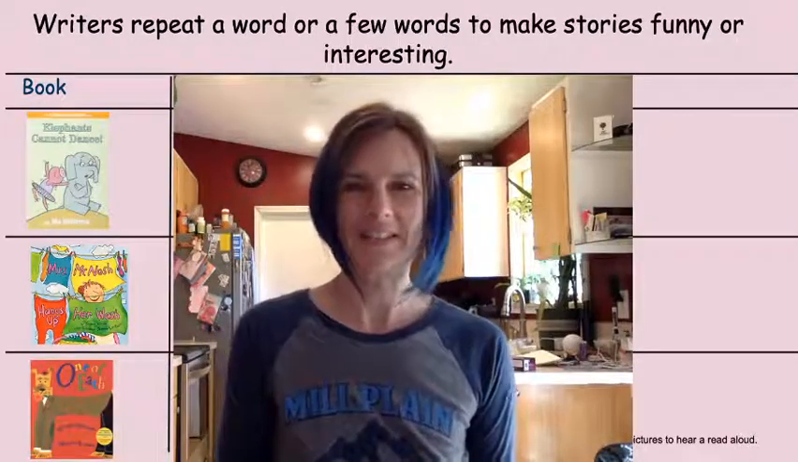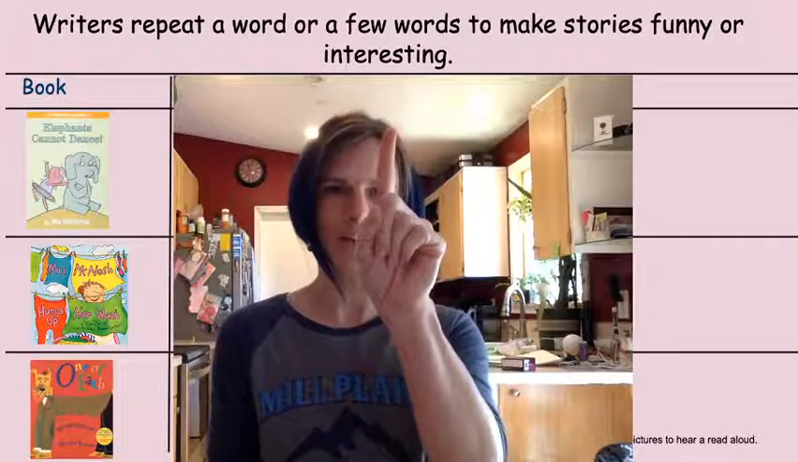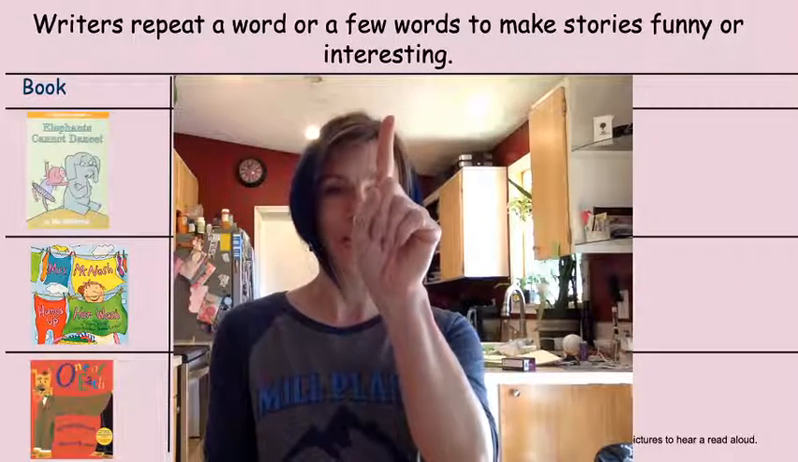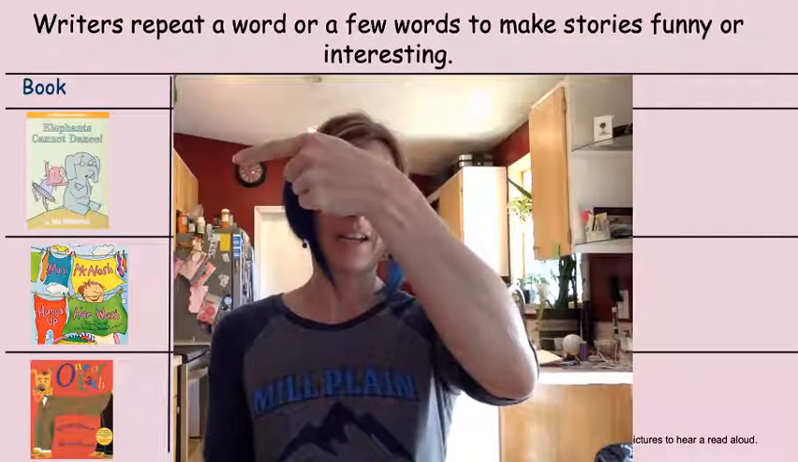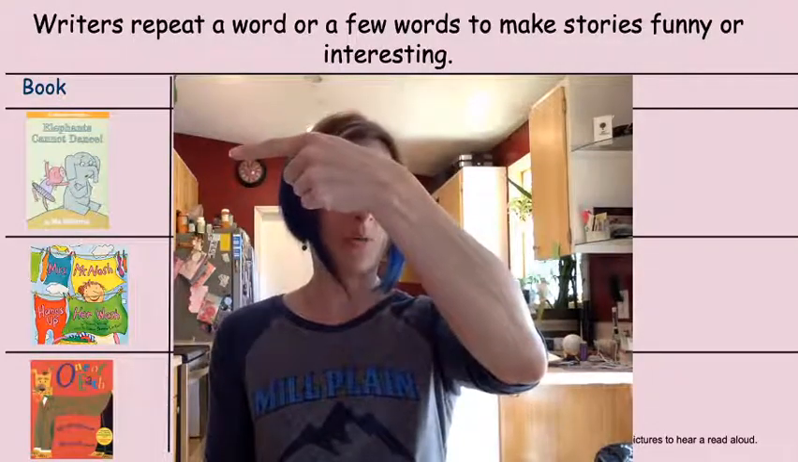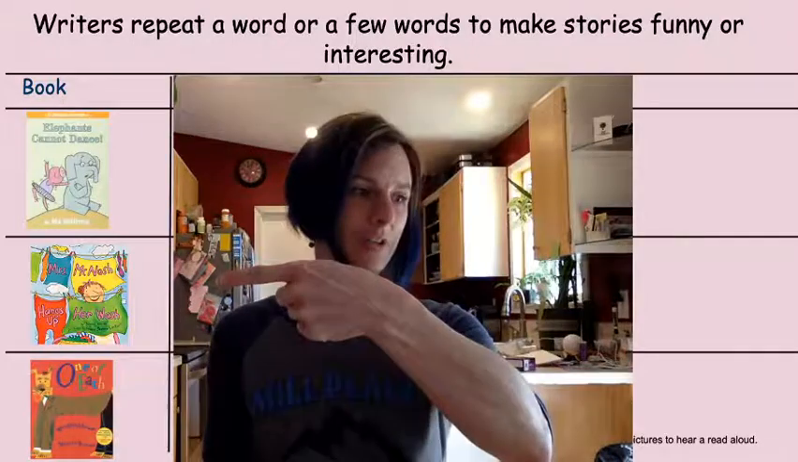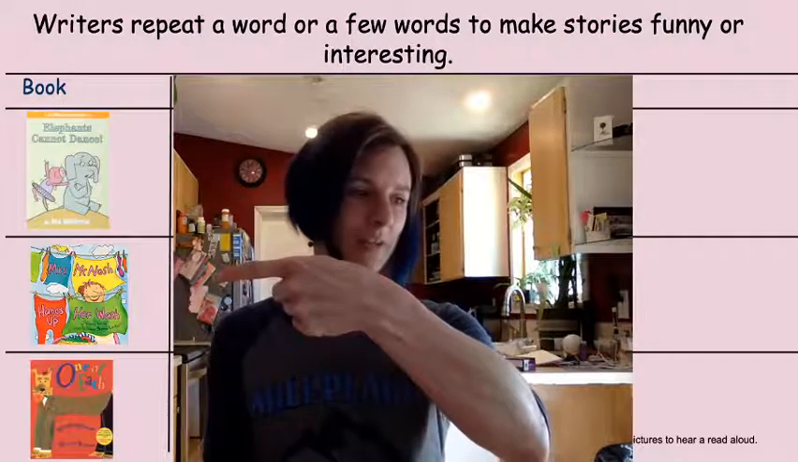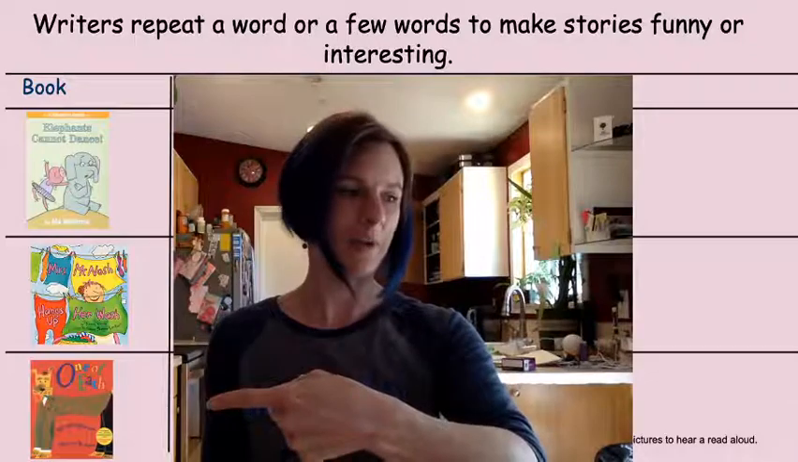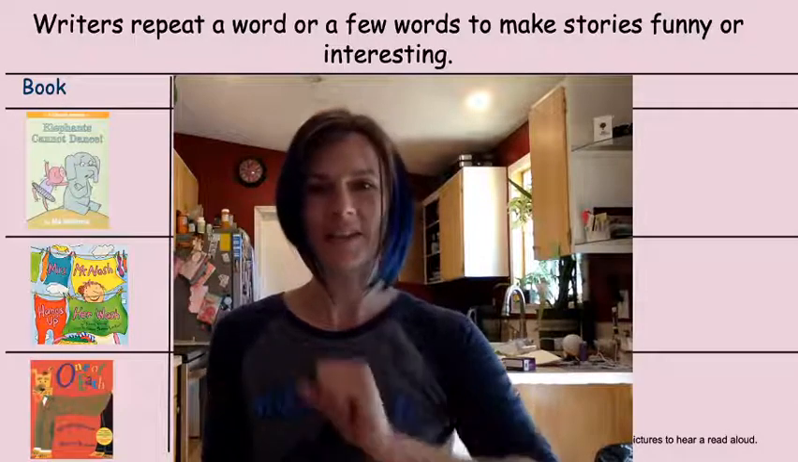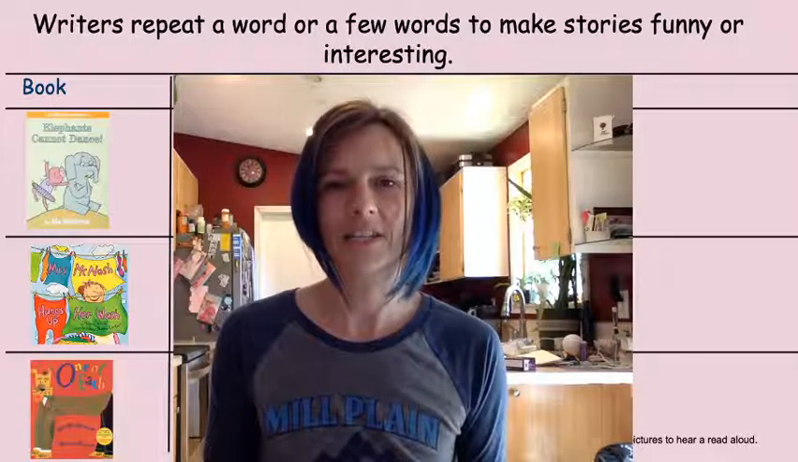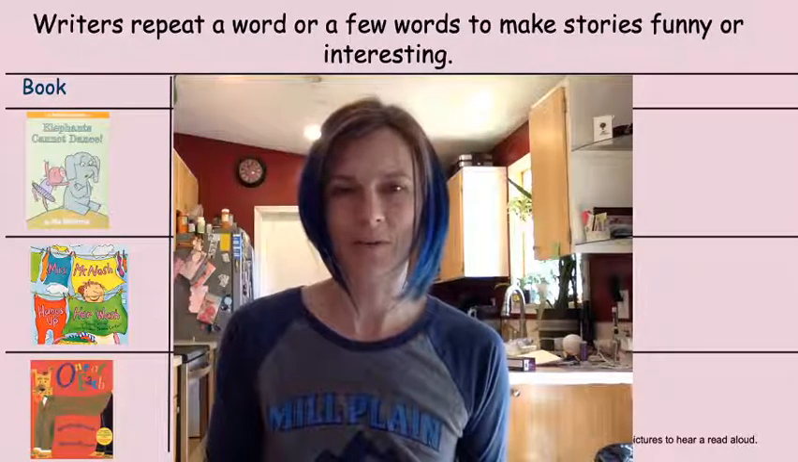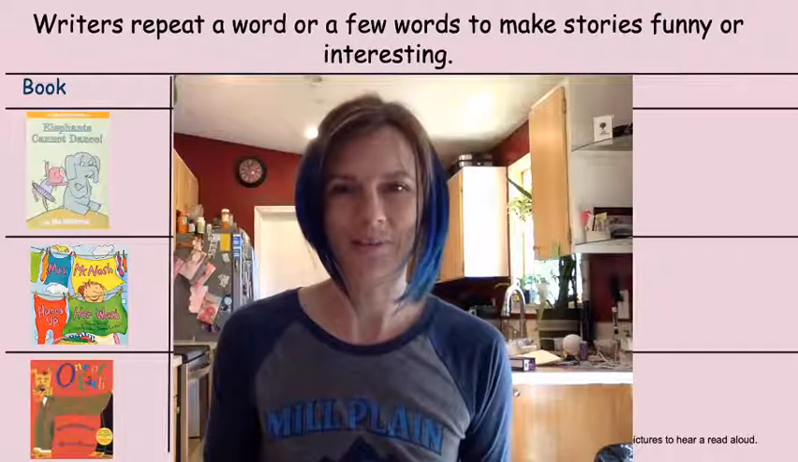For our reading lesson today, we're going to talk about how writers repeat a word a few times to make stories funny or interesting. Our books today are Elephants Cannot Dance by Mo Willems, Mrs. McNally Hangs Up Her Wash by Sarah Weeks, and One of Each by Marianne Hoberman. If you go to the slide that I have shared with you and click on each of the pictures, you should be linked to a YouTube video of a read aloud, not me on these ones.